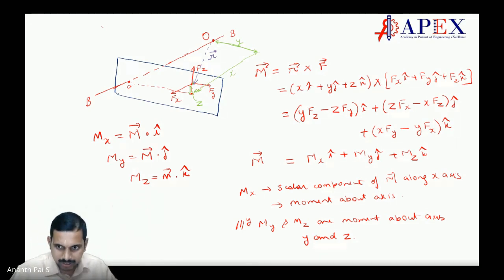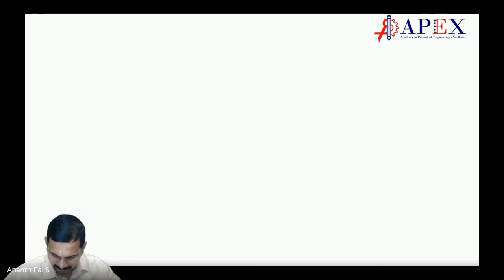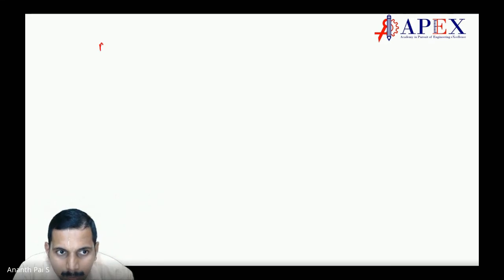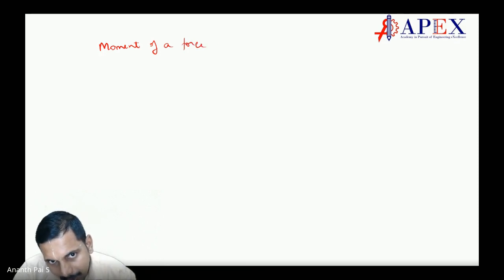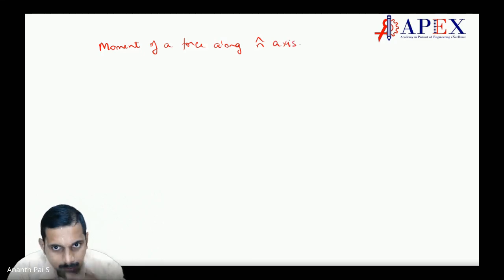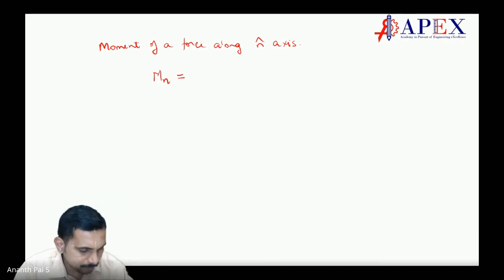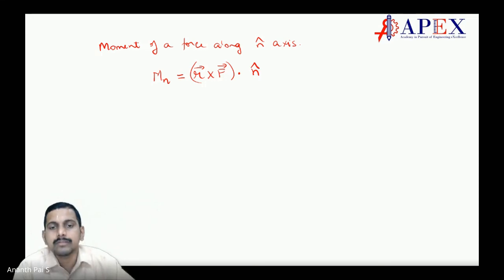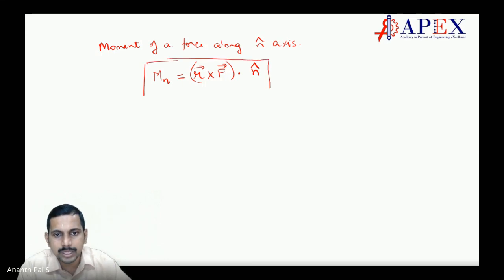Okay, after this is done, another point, let us understand. If there is a case, say for example, a moment of a force along n axis. If I say moment of a force along n axis, Mn can be equal to R crossed with F, R crossed with F, dotted with N unit vector. Just that. You will get it. Okay. So this is moment of a force along an n axis.